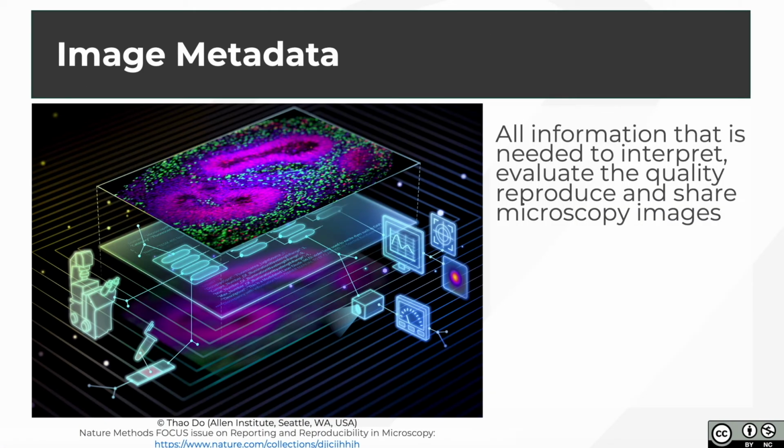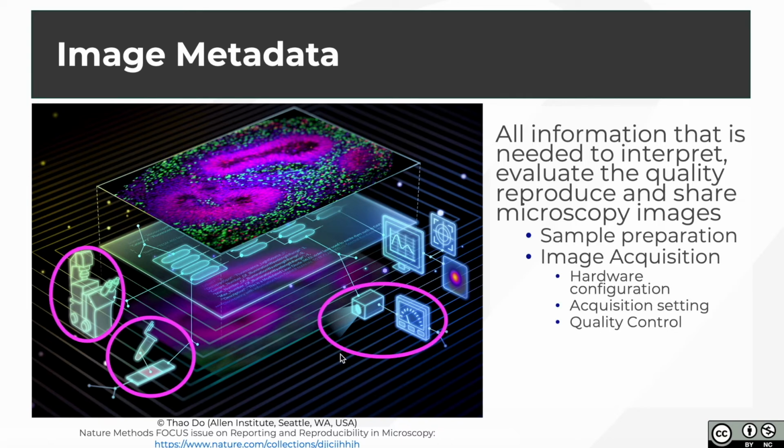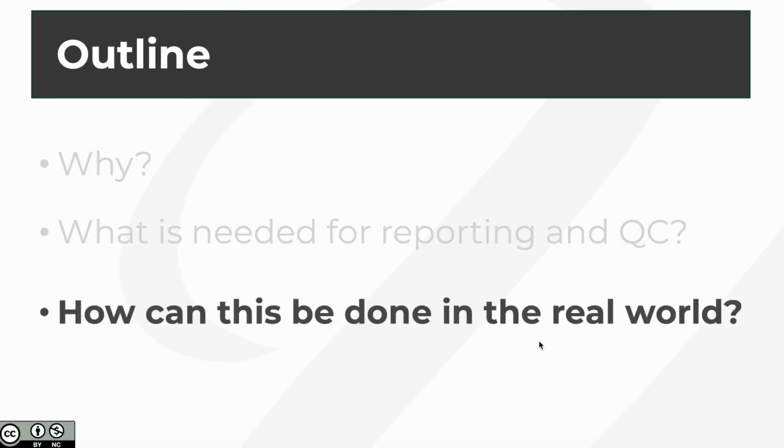In order to understand this a little bit better, we can take advantage of this image, which was recently featured on the cover of Nature Methods, in which we can see that the image can be best understood by considering information that should be associated with the image that describes the sample preparation, the image acquisition, and the analysis procedures that we utilize to extract quantitative information from the data. But how can we extract this information? Can that be done in the real world? So this is now the time to get to the practical aspects of our discussion.